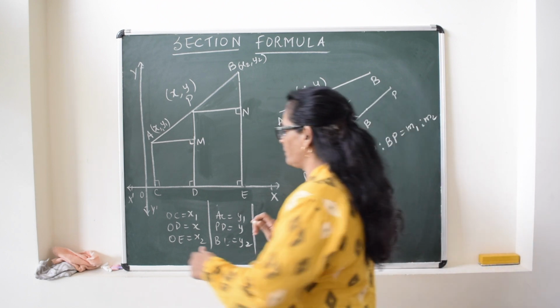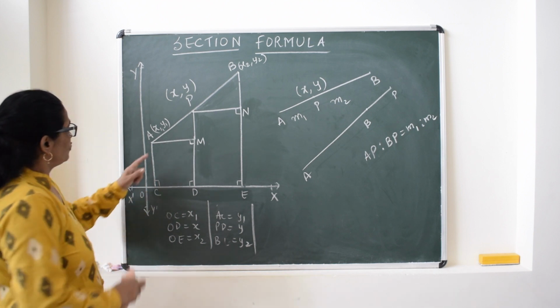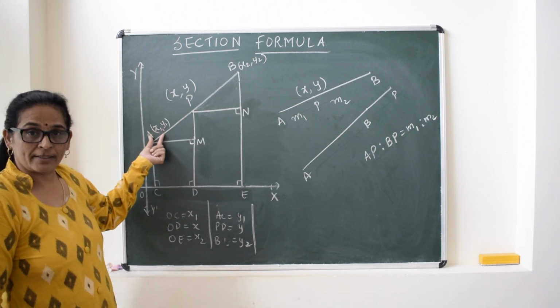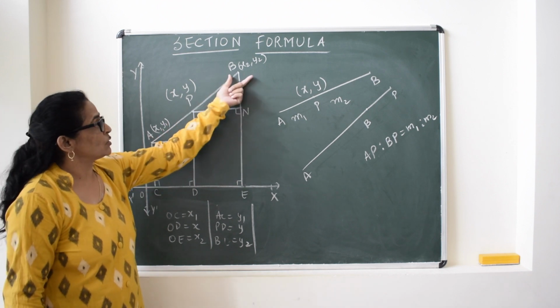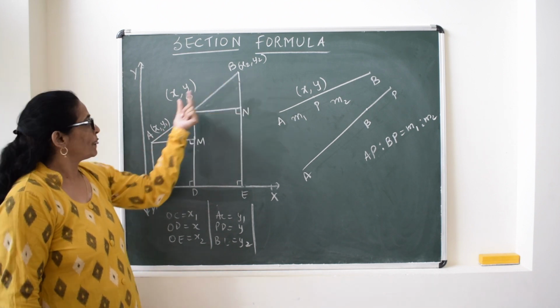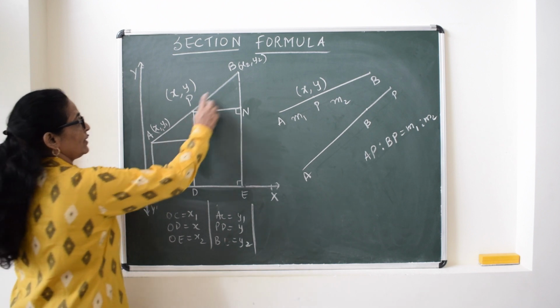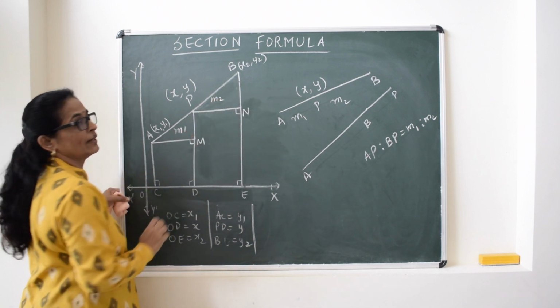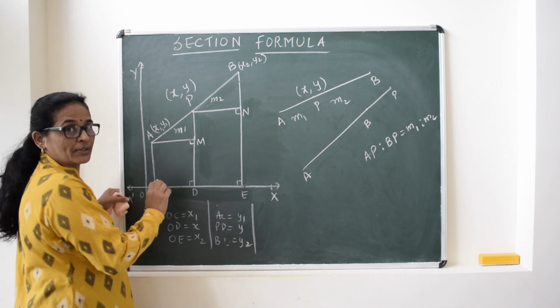So let's see. Here there are 2 points A and B in the Cartesian system. The coordinates of A are x1, y1 and the coordinates of B are x2, y2. This P is dividing AB in the ratio m1 is to m2. And we have done some constructions.